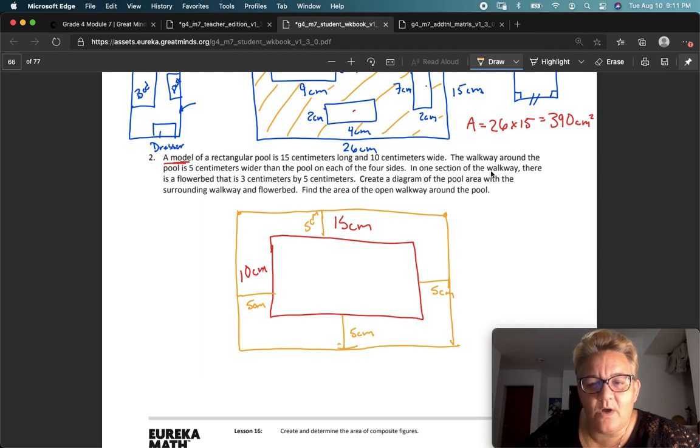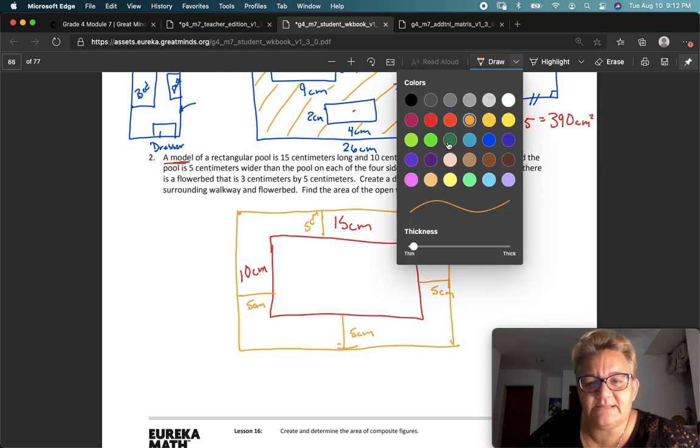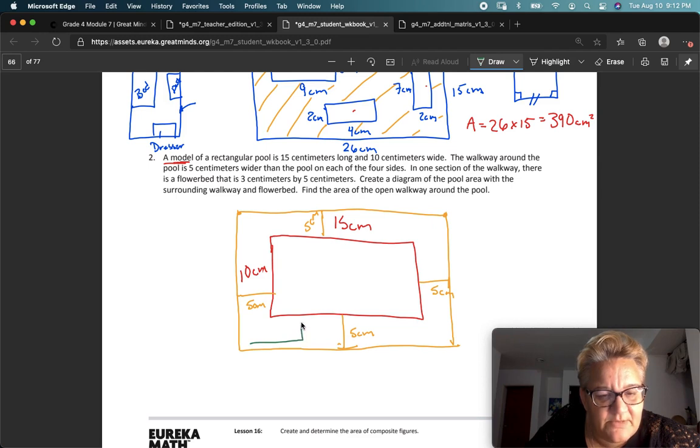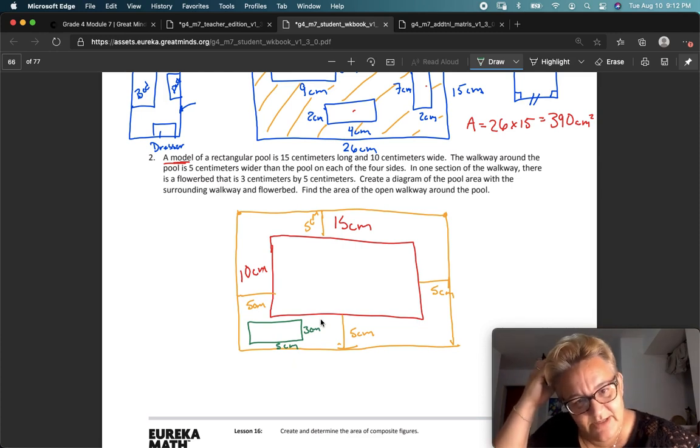In one section of the walkway there's a flower bed that is 3 centimeters by 5 centimeters. Oh, okay. So I'm going to use green because it's a flower bed and plants are green usually. So I'm going to put that flower bed over here. And it said 3 centimeters by 5 centimeters. So I'm going to go 5 centimeters this way and 3 centimeters that way. I'm just going to make my flower bed right there, 5 centimeters and 3 centimeters. And you can be creative with yours if you want to put it in somewhere else. All right.